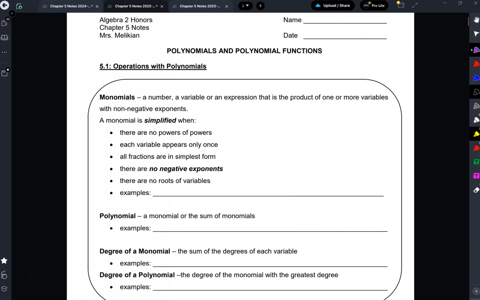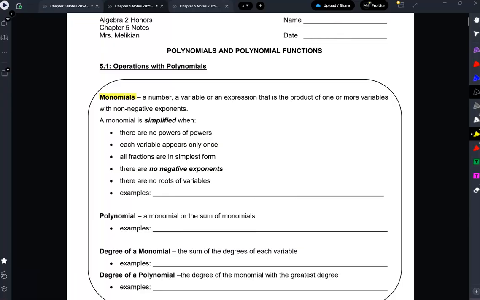Hi guys, so today we are going to go over section 5.1 and this chapter is about polynomials. But before we talk about polynomials, let's talk about a monomial. A monomial is basically a number, a variable, or an expression that consists of just the product of one or more variables or numbers. So there are no addition or subtraction operations involved, just multiplication.